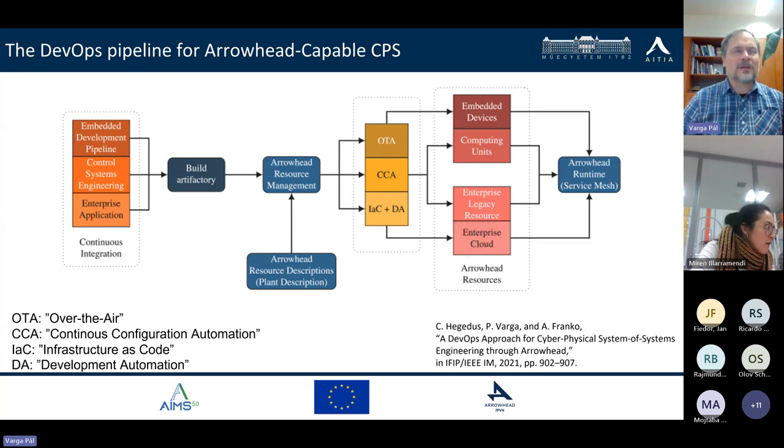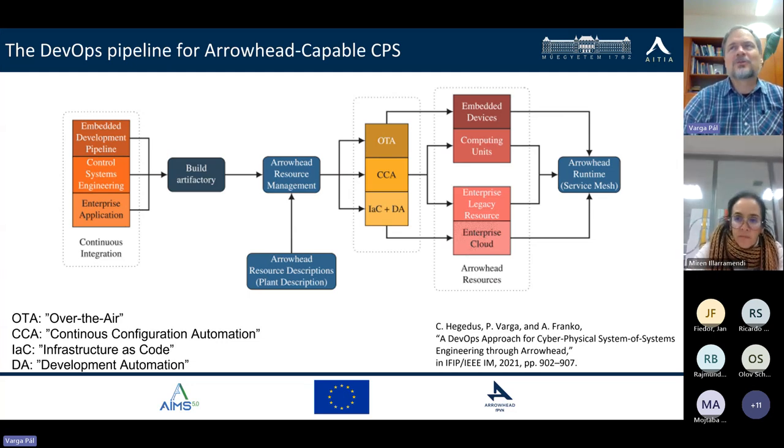And the only real drawback or obstacle is that these cyber physical systems and the Arrowhead capable systems very often simply don't have processors. They just have some PICs or some PLCs or things without operating systems, practically. And having continuous integration, continuous development tools for those systems is very hard. But we should do something about it, and we should have tools for that. And so this pipeline actually shows that you have the embedded development pipeline on the left-hand side.